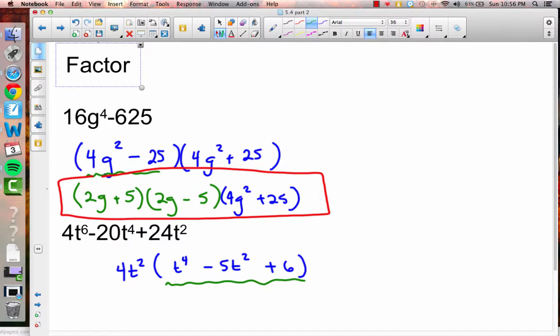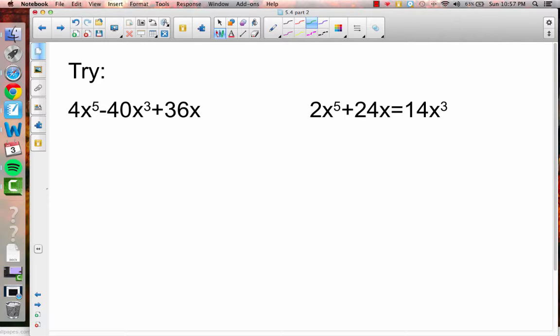I would like you to go ahead and try these last two on your own. The key I want to make sure you catch on this one is that you need to move this 14x cubed over so that everything is set equal to 0. Okay, you don't want to have variables on two sides of an equation. So subtract 14x cubed over, then try to do your greatest common factor. So press pause, try those on your own, and then check your answers.